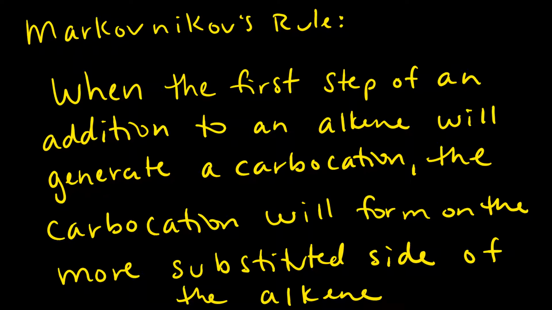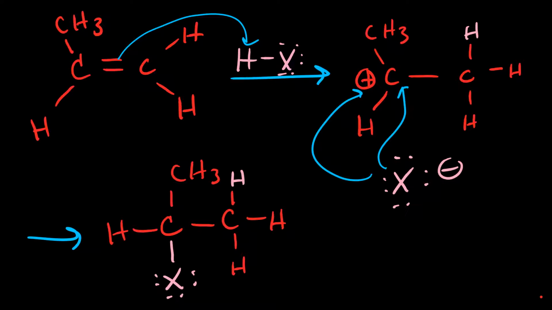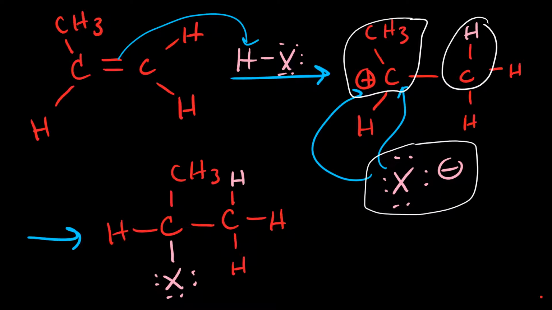One way of paraphrasing Markovnikov's rule is that when the first step of an addition to an alkene will generate a carbocation, the carbocation will form on the more substituted side of the alkene. There are different ways of phrasing this rule, but this is looking at it from the perspective of carbocation formation. Here's an example using HX. Notice that the protonation is going to take place on the right so that the secondary carbocation is formed, and then the halide ion can come in and attack either side of this carbocation to give the alkyl halide product.